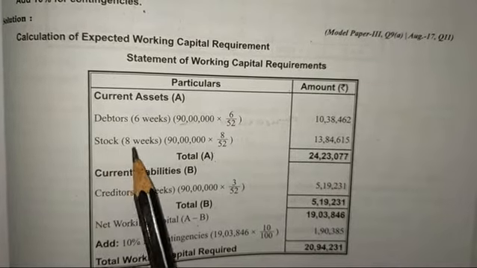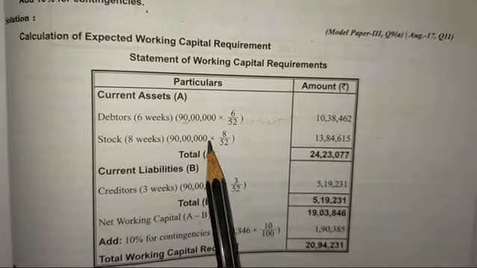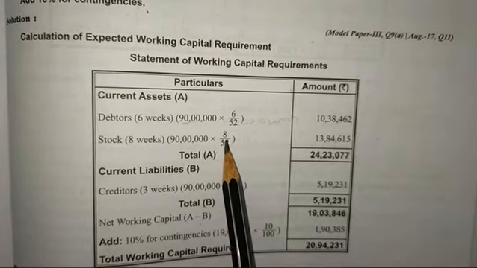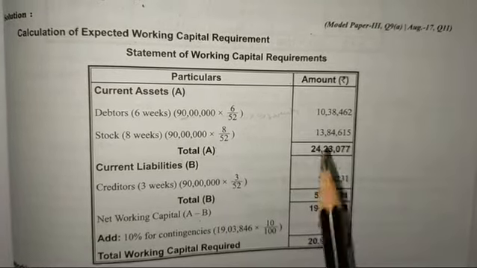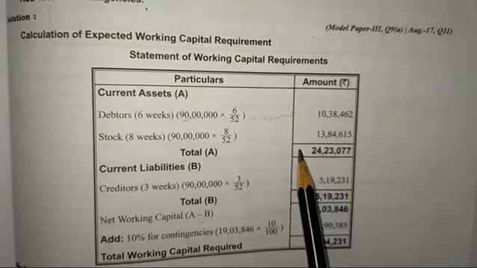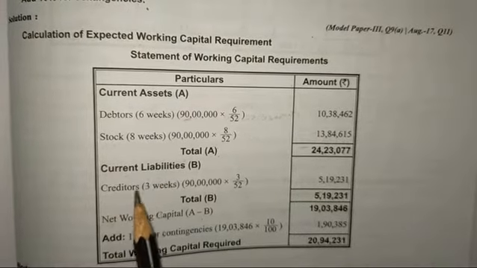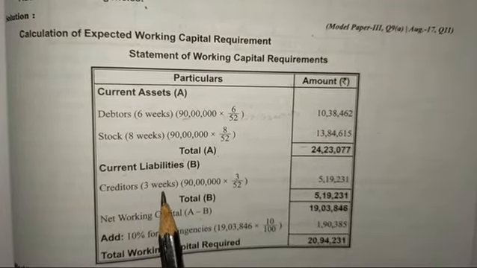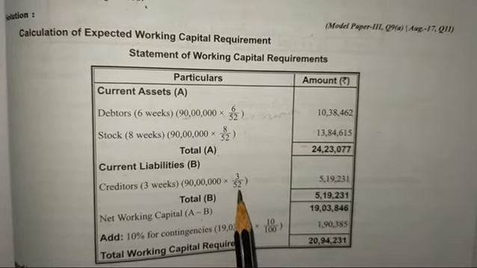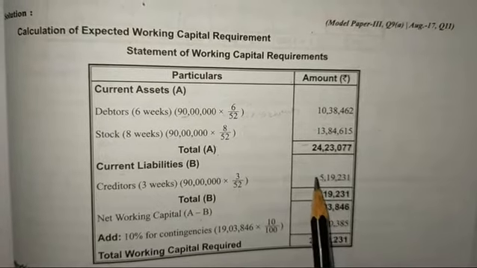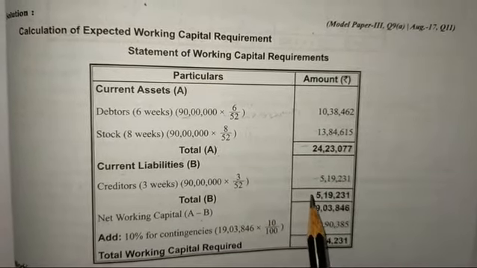Then stocks for 8 weeks: 90 lakhs into 8 weeks divided by 52 weeks. We will be getting this amount. It is to be added. This amount will come as current assets amount. Then current liability, creditors for 3 weeks: 90 lakhs into 3 by 52 weeks. The amount will come like this.